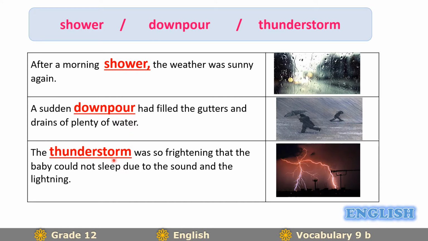The third one: the thunderstorm was so frightening that the baby couldn't sleep due to the sound and the lightning. So, a thunderstorm means there is a storm and there is lightning. Excellent.